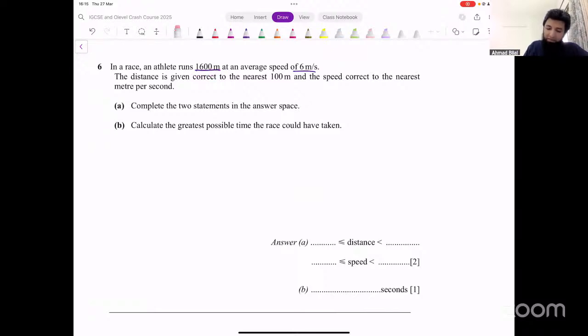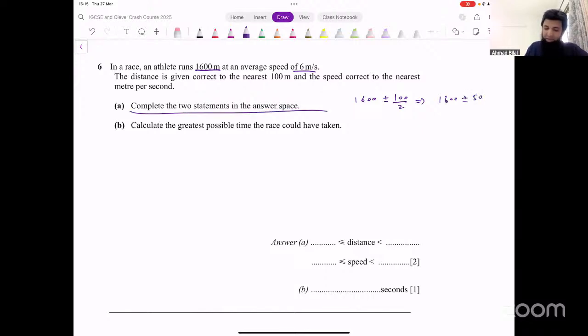1600 meters, that's the distance. What's the level of accuracy? The level of accuracy is nearest 100. So it's going to be plus minus 100 over 2. That gives you 1600 plus minus 50.